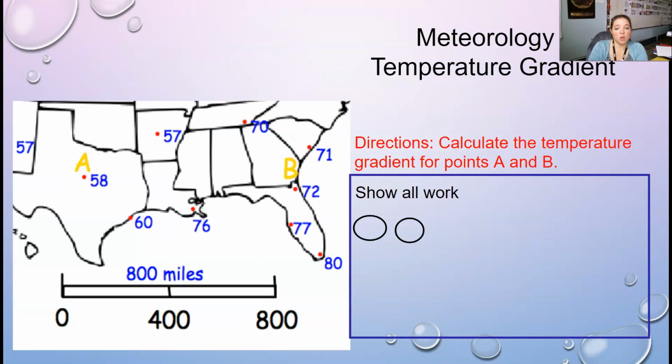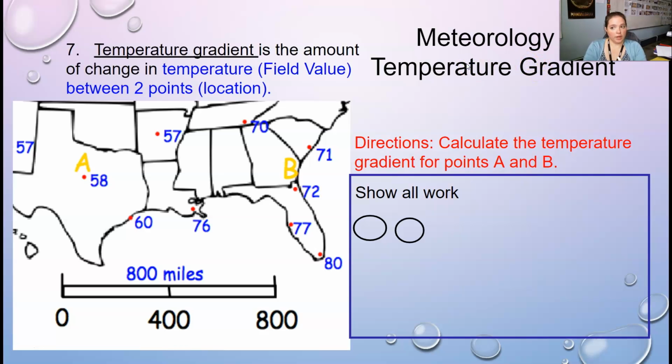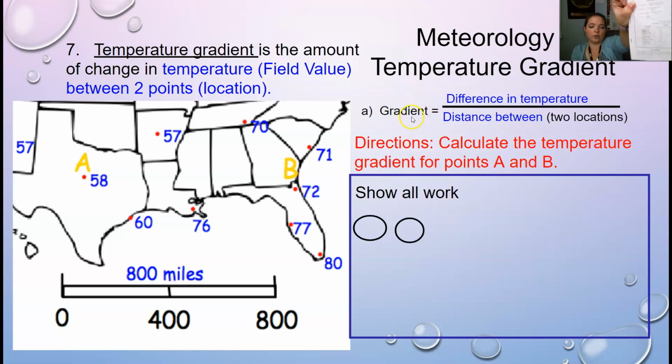All right, so now we're getting into gradient. I know you guys had a lot of issues with gradient before. It's not going away. We're going to see gradient here. You're going to be doing some more gradient. What is gradient? Temperature gradient is the amount of change in temperature, which is your field value, between two points. That's your location. Why do I say this? Well, look at the equation. Temperature gradient, or a gradient right here, is difference in field value over distance in location.